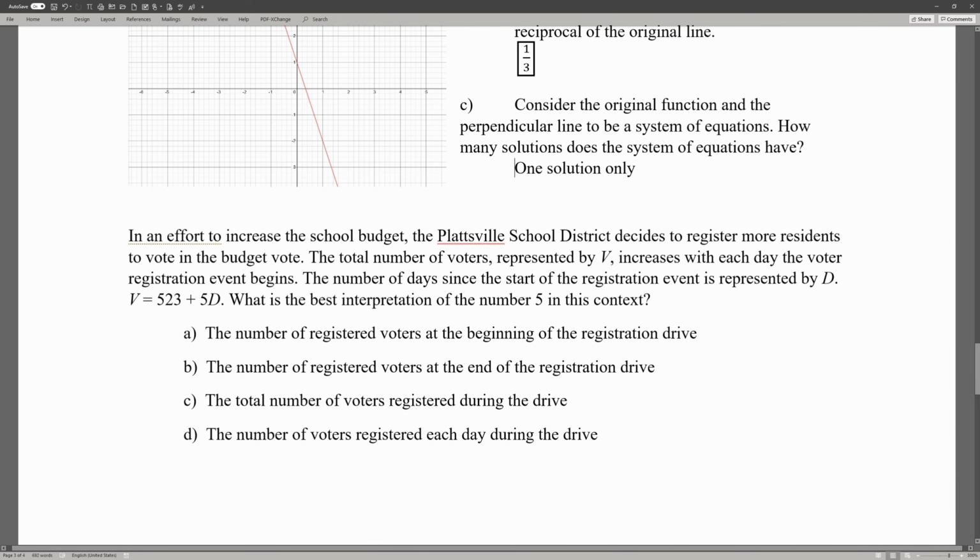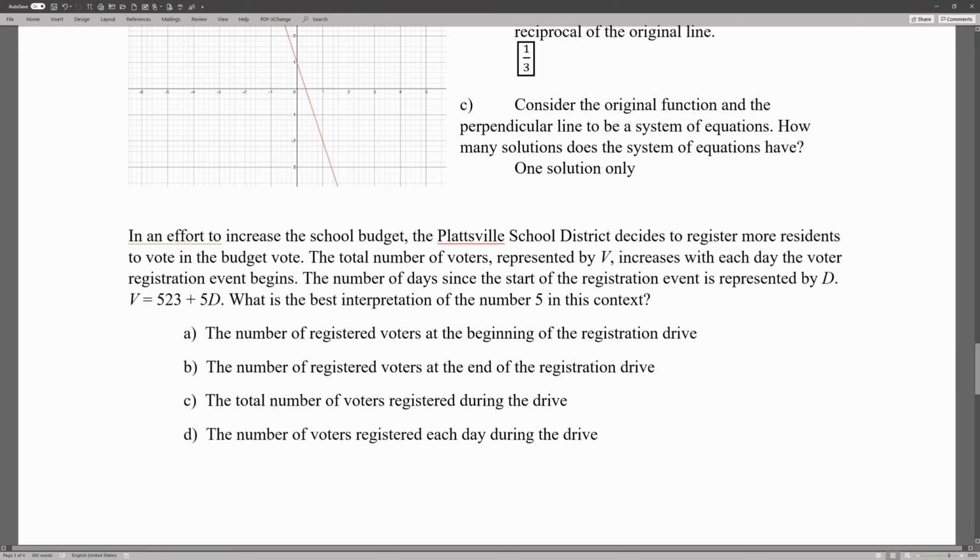In an effort to increase the school budget, the Plattsville School District decides to register more residents to vote in the budget vote. The total number of voters, represented by V, increases with each day the voter registration event begins. The number of days since the start of the registration event is represented by D. So the equation that they give us is V is equal to 523 plus 5D. What is the best interpretation of the number 5 in this context?